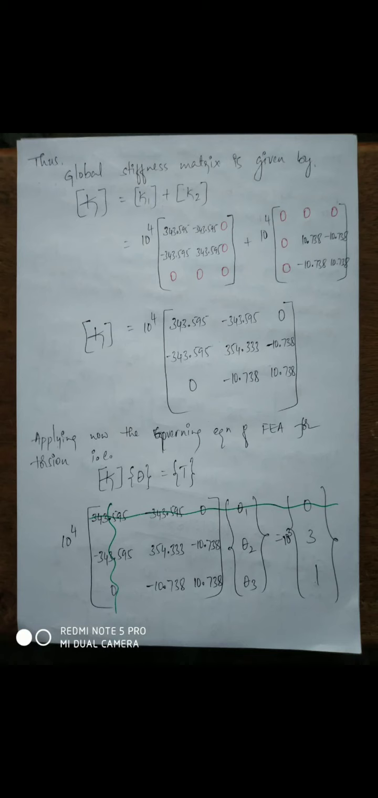Now, using the governing equation of FEA, we are going to write the equation, that is K into theta is equal to T. Substitute the values into the governing equation of FEA with the parameters K, theta and T. That is, substitute the value of the global stiffness matrix in the K position. Substitute the value of the theta matrix as theta 1, theta 2, theta 3 given within the FER, and the value of T as T1, T2, T3, which is also given in the FER presentation.